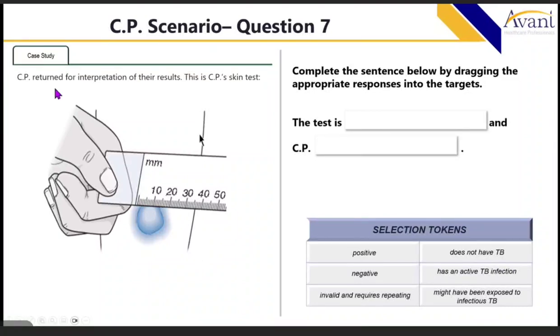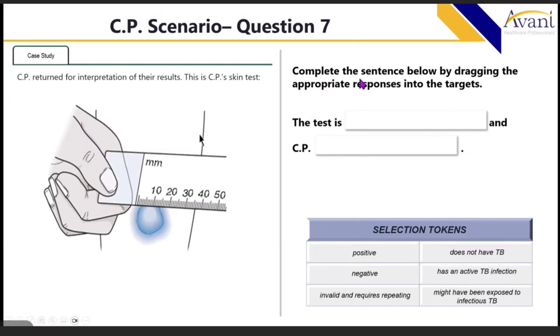Question number 7. CP has returned for interpretation of their results. This is CP's skin test. So it comes out that this is 10 millimeters, this is 15 millimeters. So she is at about, I would say maybe 18, 19, possibly 20 millimeters. So almost 2 centimeters.